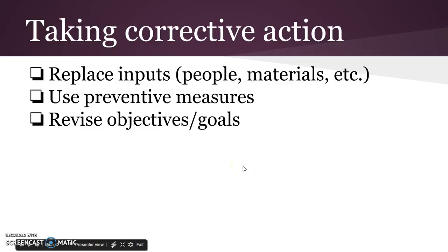We might revise our objectives and goals. We might go back to that planning stage and realize, you know what, the goals and objectives that we had set are not going to be achievable. They need to be adjusted. Or we've achieved them and now we need to move on, so we need to update them and make them a little bit more rigorous.